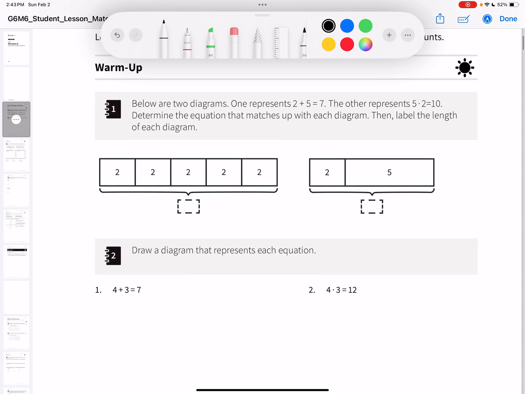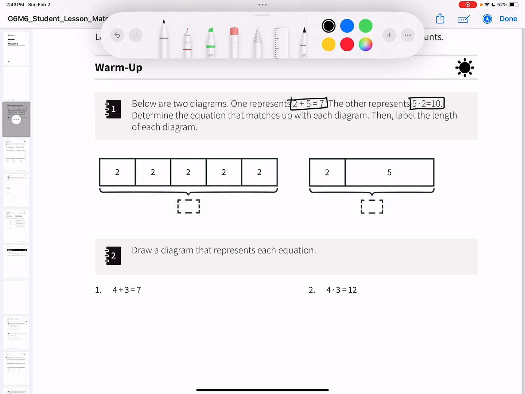Below are two diagrams. One represents 2 plus 5 equals 7. The other represents 5 times 2 equals 10. Determine the equation that matches up with each diagram. Then label the lengths of each diagram. Okay, so essentially we're trying to find a diagram that represents 2 plus 5 equals 7 and a diagram that represents 5 times 2 equals 10.